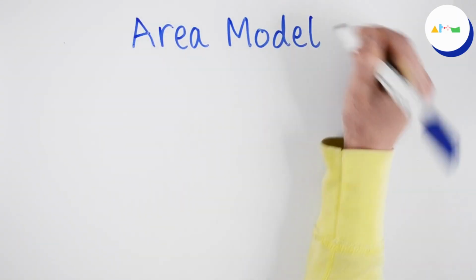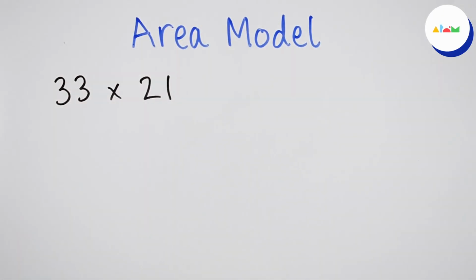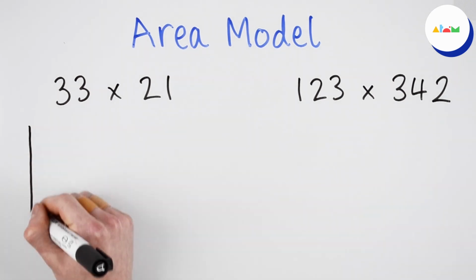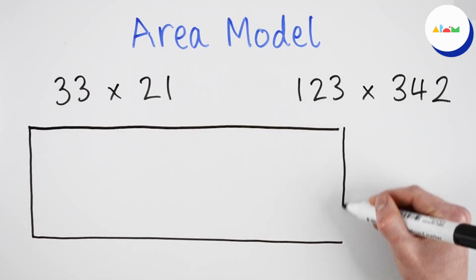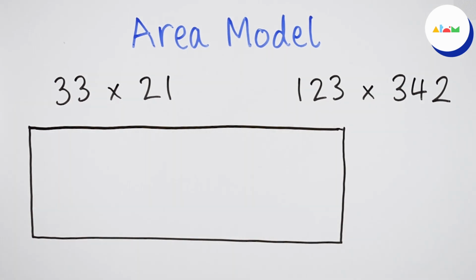In this video, we will show you how to multiply 2-digit or 3-digit numbers by one another. This method is called the area model because it resembles the relationship between the sides and the area of a rectangle. Let's take a closer look.